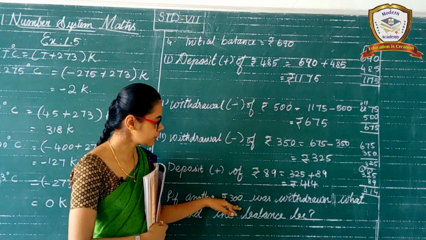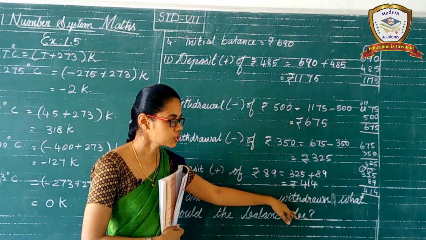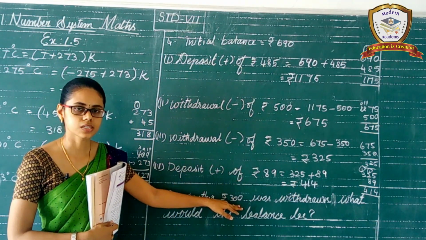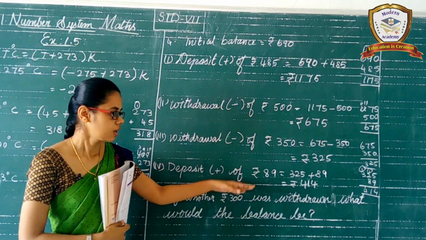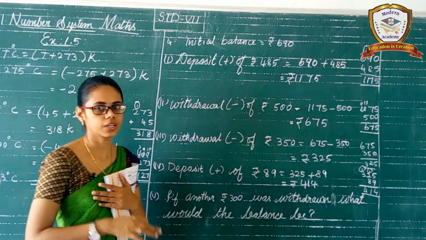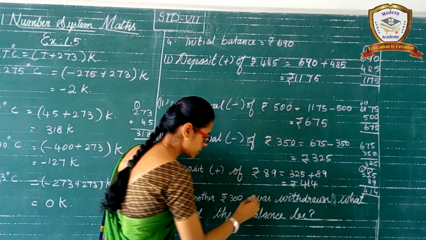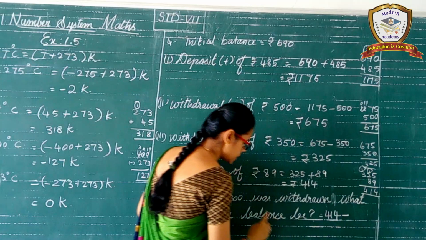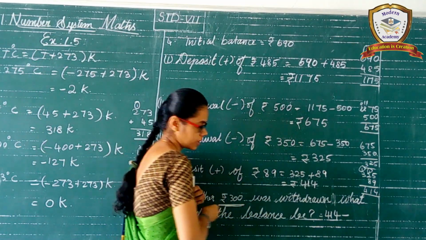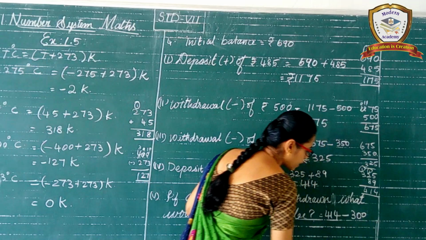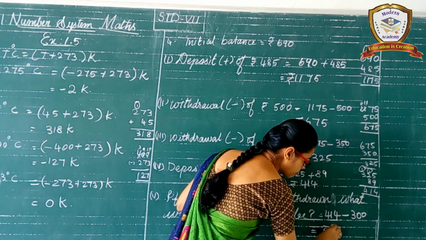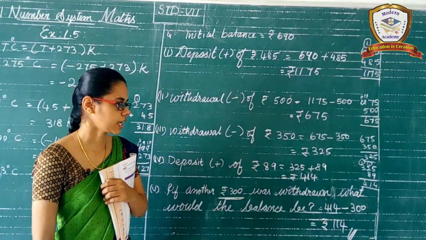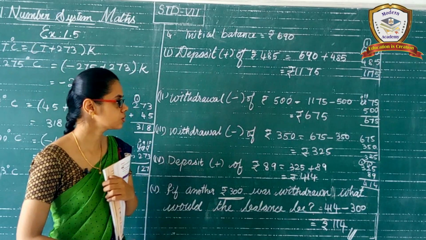And last one. If another 300 rupees was withdrawn, which amount? From 440, he will withdraw again. Last 300 rupees withdrawn means finally how much amount will he have? That one we have to find. Which means 440 minus the withdrawn amount, 300. So 300 means we have to subtract this. So the final amount is 140. So this is the answer. Can you understand this? Okay, shall we go to the next sum?